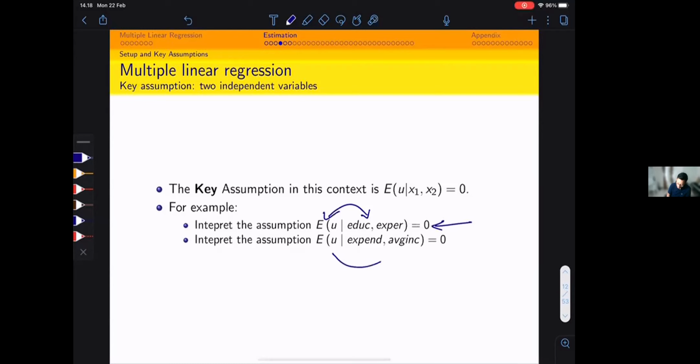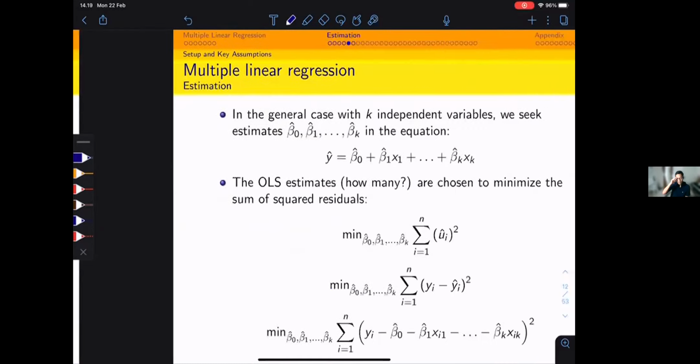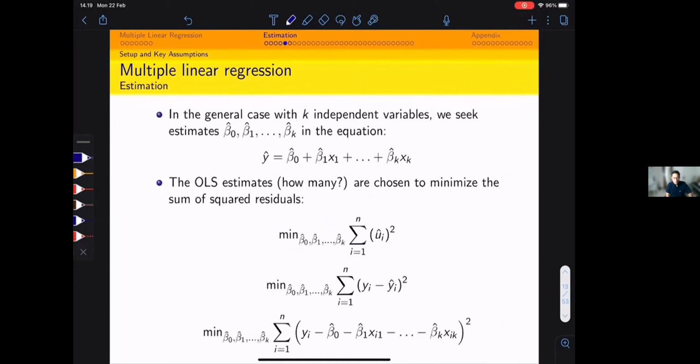Now, another thing is, can you identify variables other than expenditure per student and average income that could be correlated with the factors that we do not observe? If you can identify a variable that is correlated with expenditure and average income, then your assumption fails. So the zero conditional mean assumption is a very delicate assumption, and it's something that you must pay attention to.